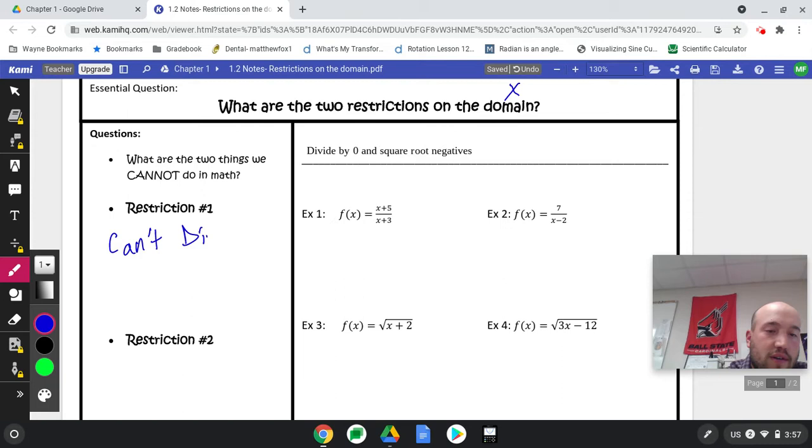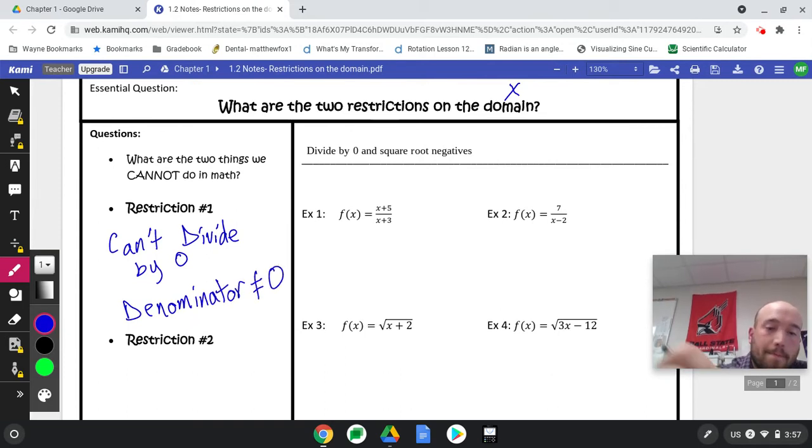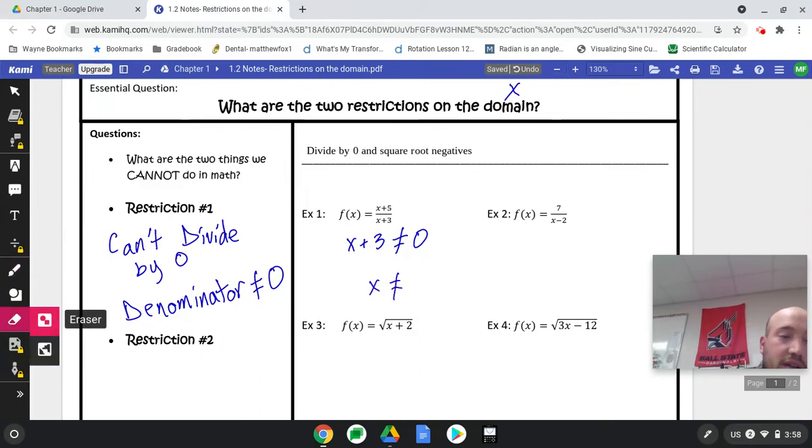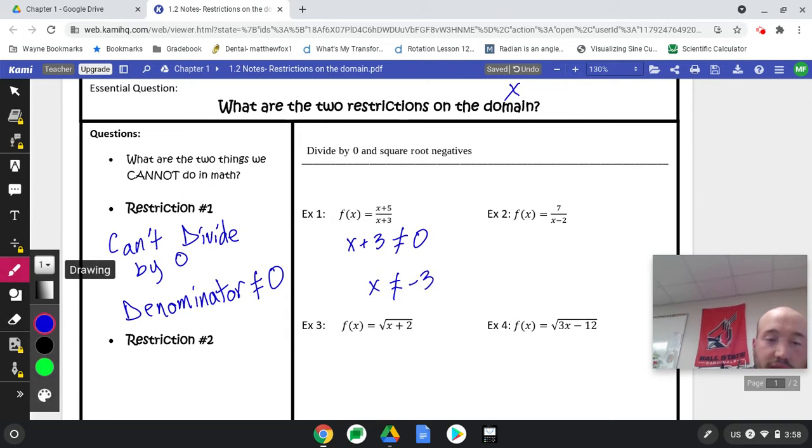And another way to put this is we can't have the bottom of a fraction be 0. So that's the denominator cannot be equal to 0. So if we look at this first one, it says x plus 5 divided by x plus 3. All we care about is the denominator, and x plus 3 cannot be equal to 0. So if we subtract, x cannot be equal to 0. Or whoops, not 0. Sorry, 0 minus 3. So it cannot be equal to negative 3.